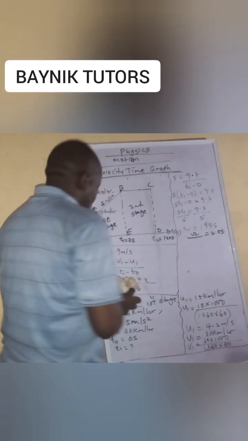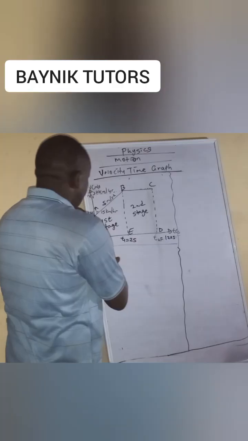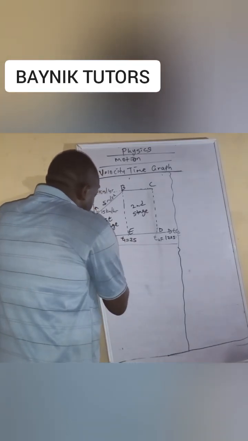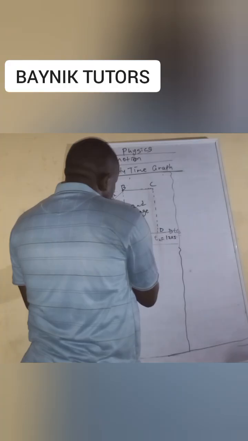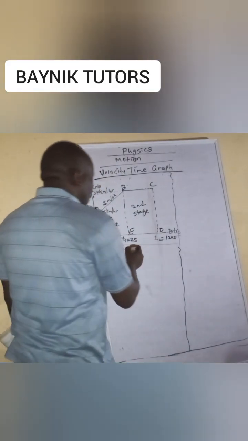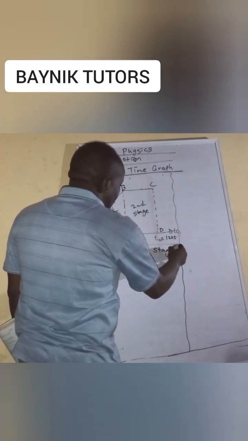So let's do our work. I'm sure this is clear. The total distance, TDT, for maximum velocity: the total distance covered before it will maintain the maximum velocity is the distance covered in the first stage. That will be the major thing you need to take note of there.